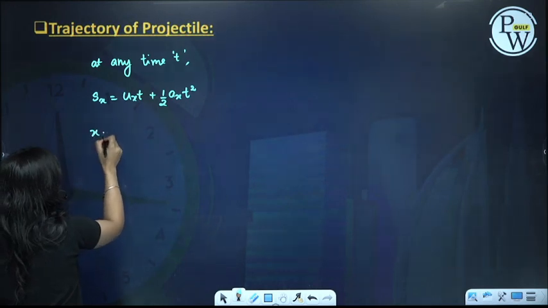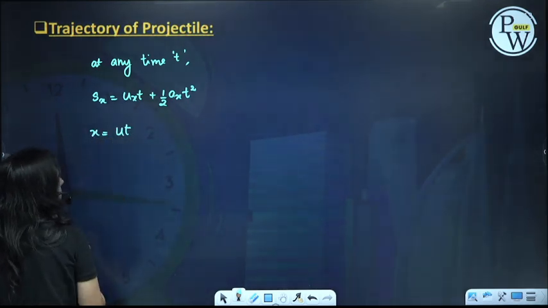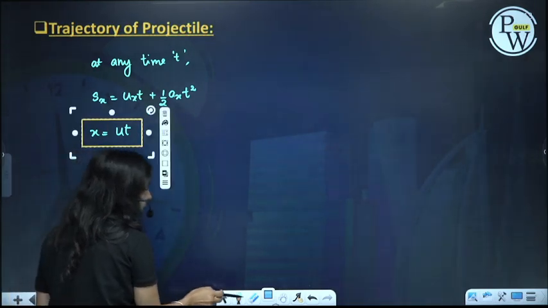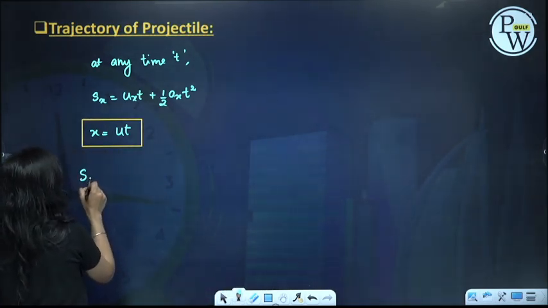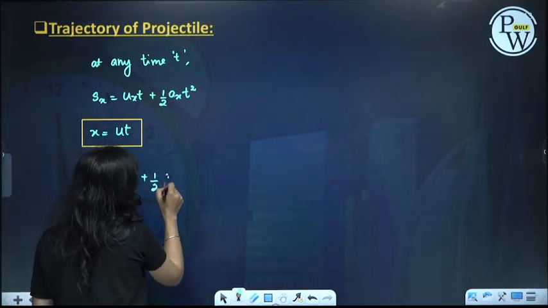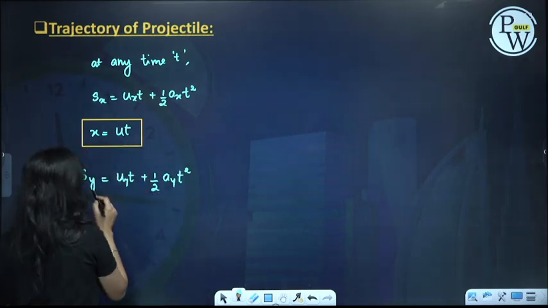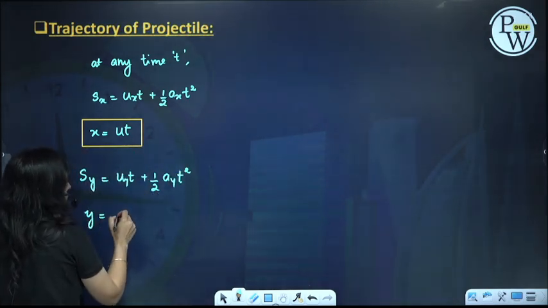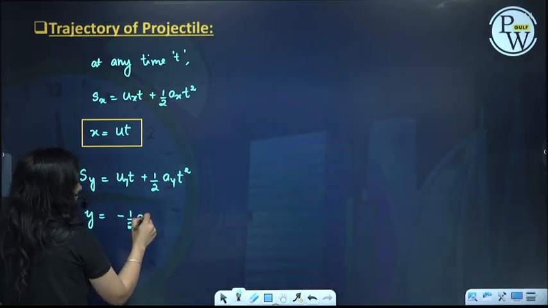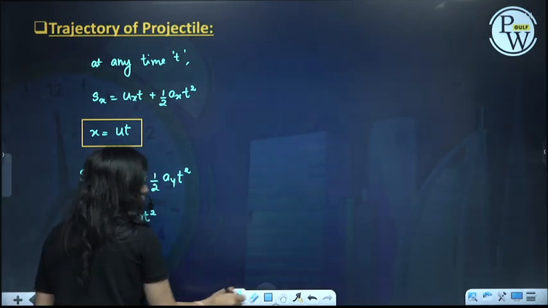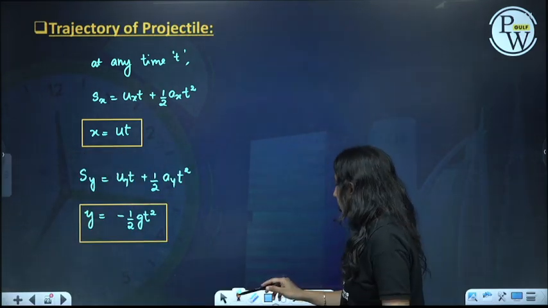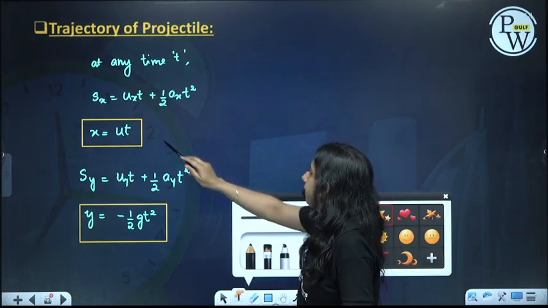So x will be equal to u into t. At any time t, displacement in x will be ut. Similarly, sy will be uyt plus half ay into t square. So y will be equal to, uy is 0, so it will be minus half gt square. These are the values of x and y at any time t.